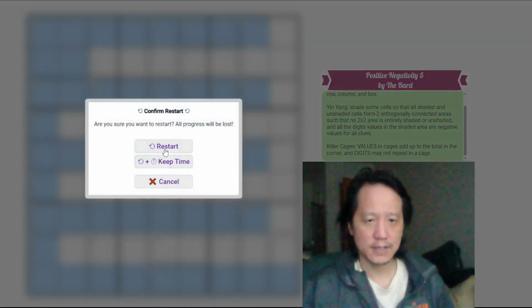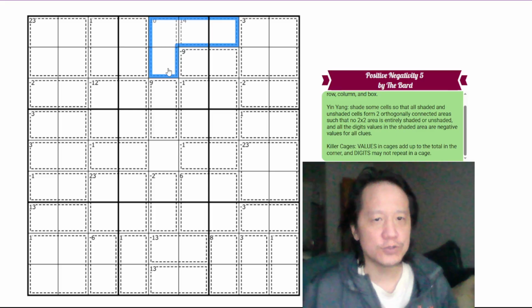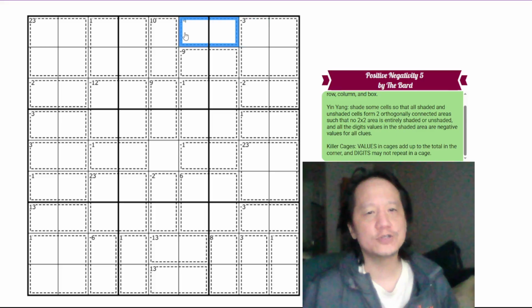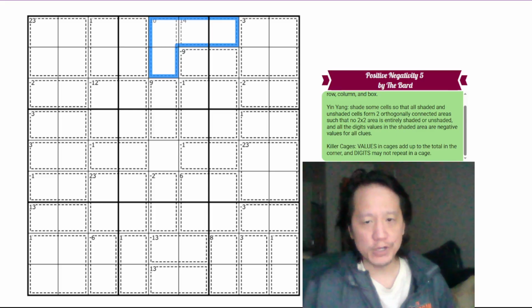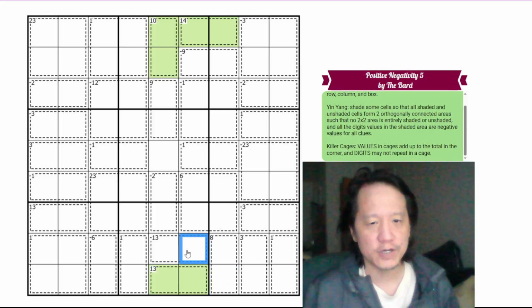Let's go. Okay. So if we have any two cells which add up to a two-digit number, we know those have to be both the same value. Both the same shading. If they're positive, they're both unshaded. If it's negative, that means they're both negative. So these are both unshaded and these are both shaded.